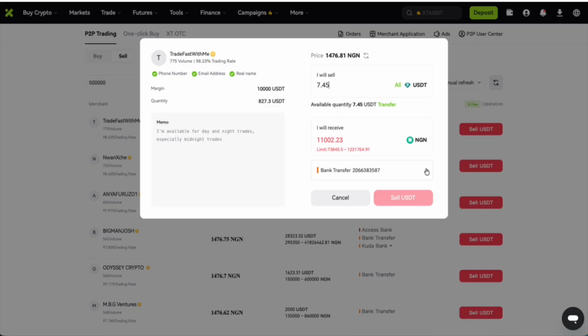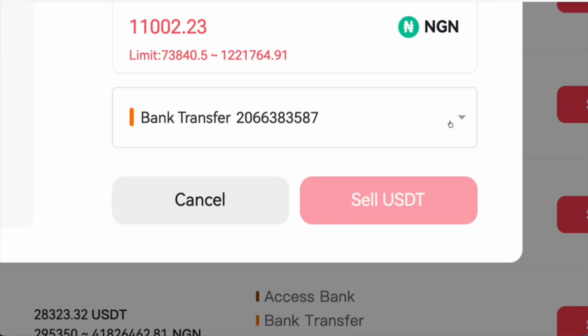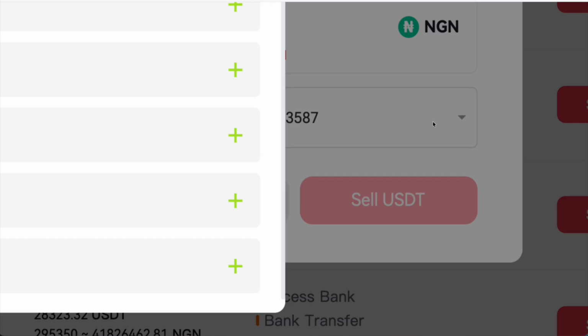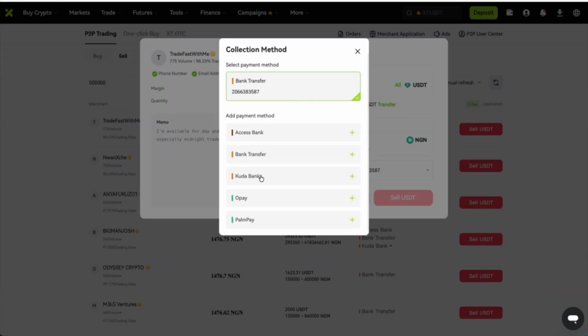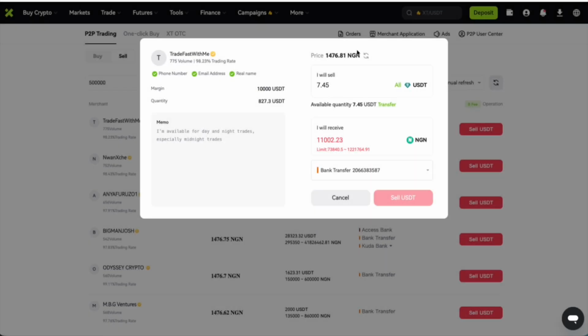Then you need to add, if you have not added a bank account already to your XT Exchange, this is where you add that bank account. You just go ahead and click on that. I've already added a bank account, which is the first one there. And if you don't already have, you can click on any of these banks and then add your bank details. And when next you come in here, you'll see it here. You just select it, and once you select it, you go ahead and click on sell.